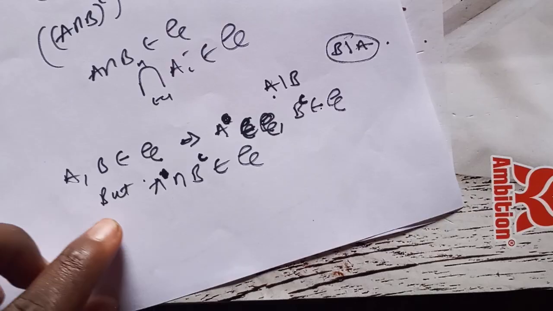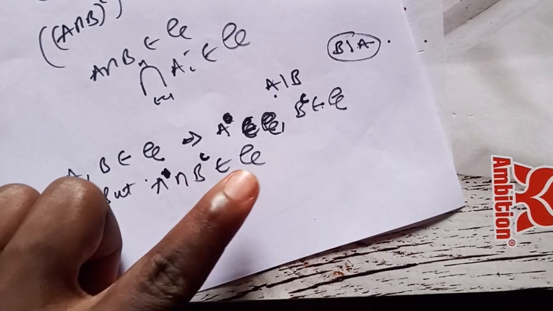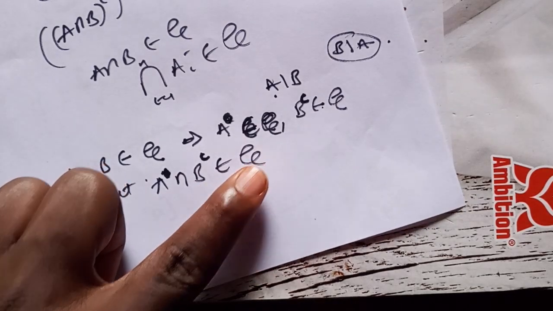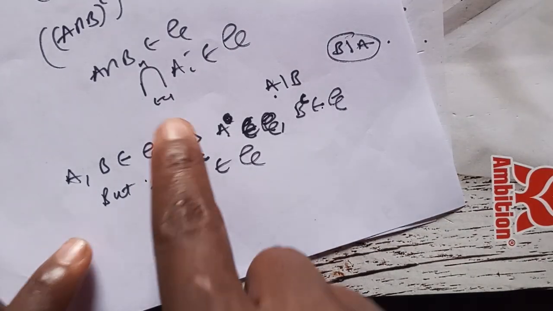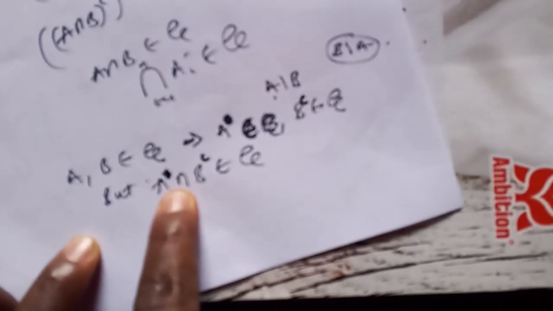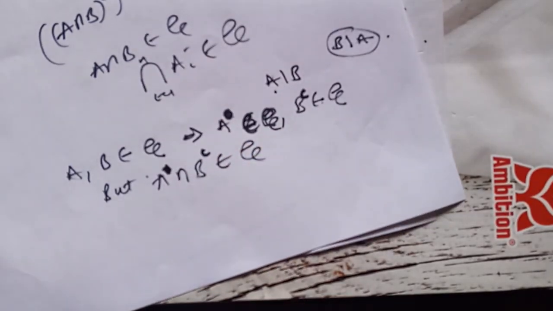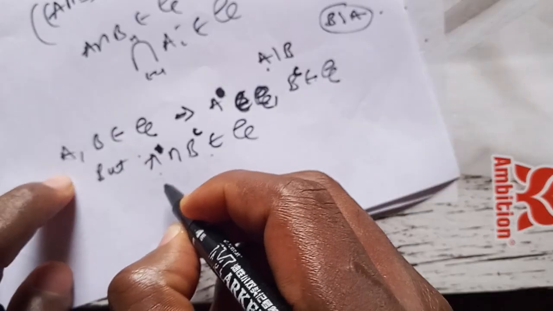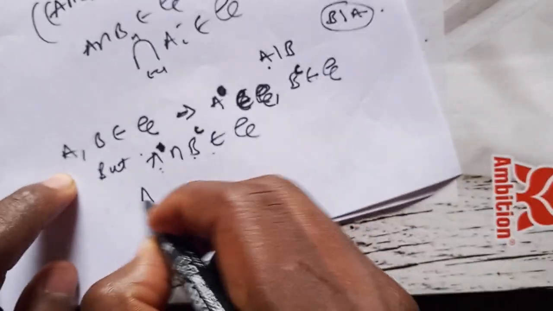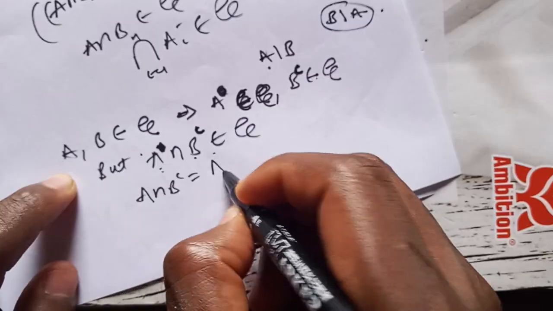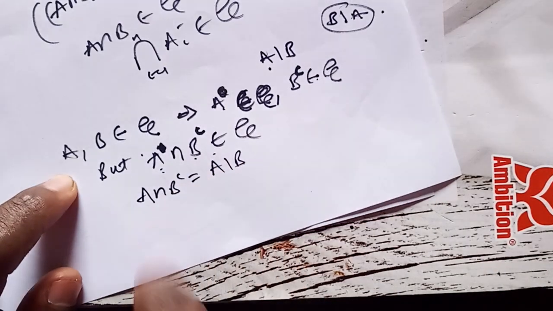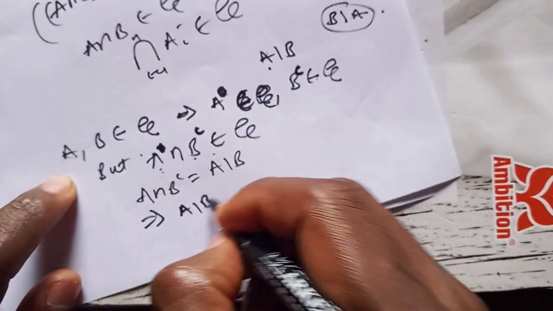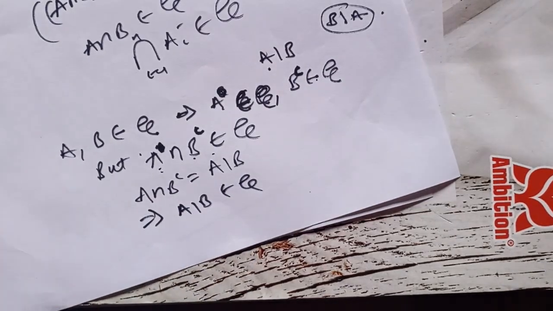So here now I'm going to have A intersect B complement, which is in the algebra. Remember, we have shown that finite intersection is also in the algebra. So I use that proposition to solve this. Their finite intersection is also in the algebra. Now, what is A intersect B complement? A intersect B complement is simply equal to A difference B. That is the definition of difference of two sets. So this implies that A difference B is in the algebra.